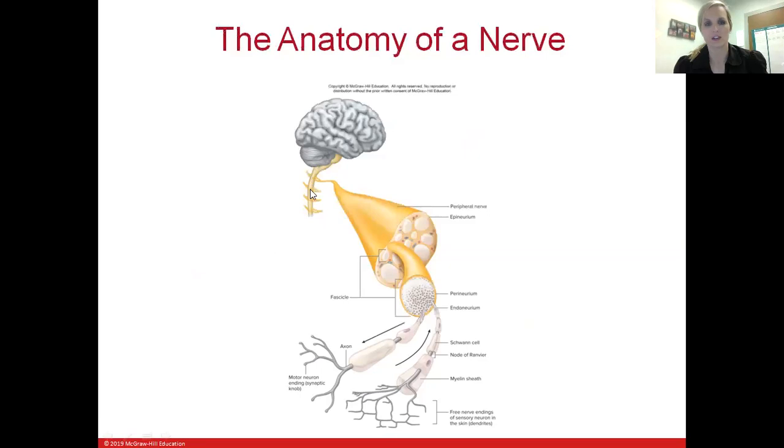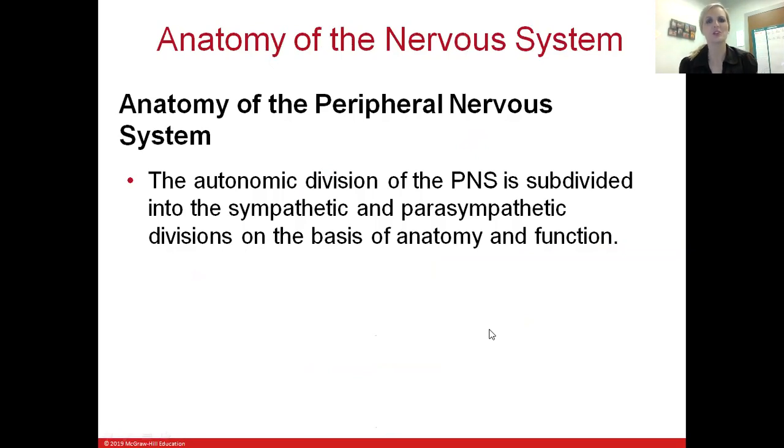Again, the nerve connected here to the spinal cord. You can see if we were to break down that nerve a little bit further, pulling that apart, you would see here are your neurons that we talked about in the first video. So let's talk about the peripheral nervous system a little bit further.